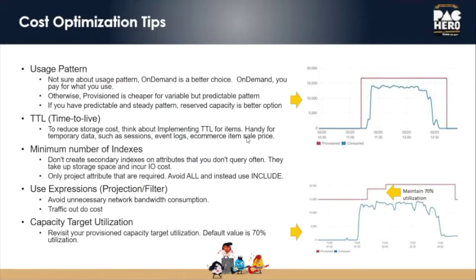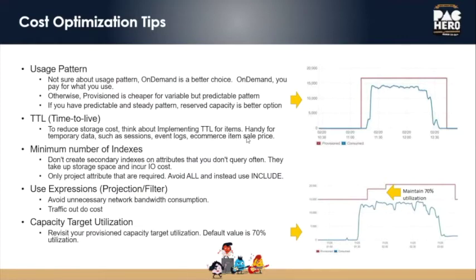As you can see on the right-hand side, that's a production graph. We were running an ETL job, so we pre-provisioned the capacity we needed to use. And then the blue one is our consumed capacity. Once we finished our ETL job, we brought it down to on-demand. Next cost optimization tip is to implement time to live for your items.